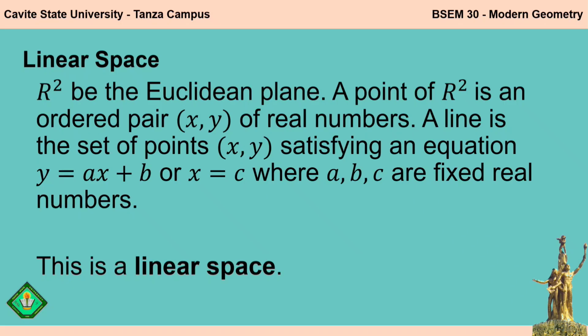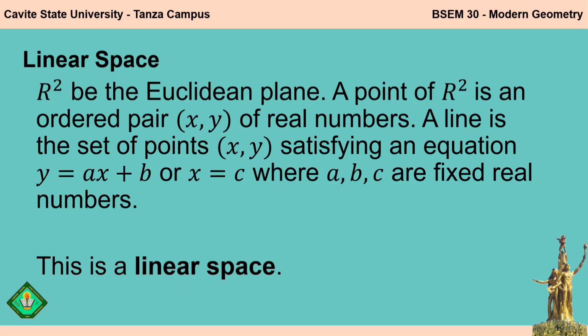Let R2 be the Euclidean plane. A point of R2 is an ordered pair (x, y) of real numbers. A line is the set of points (x, y) satisfying an equation y = ax + b or x = c, where a, b, and c are fixed real numbers. So this is a linear space.